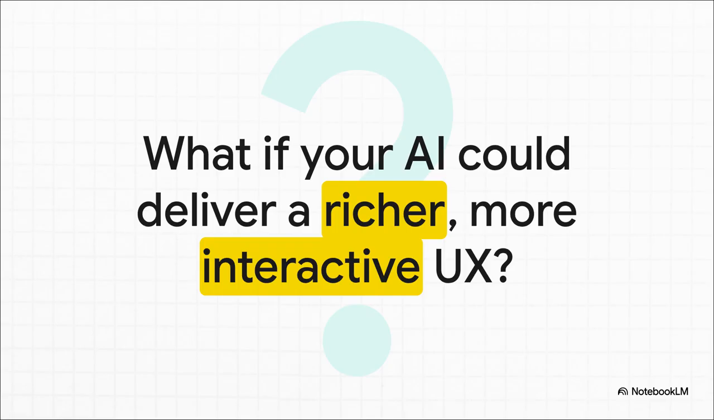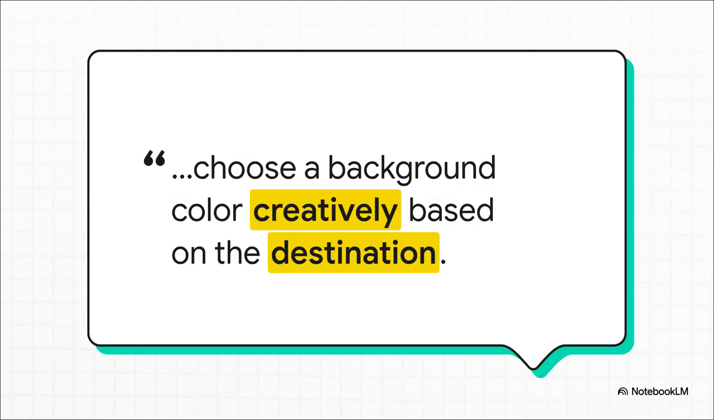But what if we could push beyond that? What if the AI could serve up that exact same information, but in a rich, interactive, and honestly beautiful format, like a custom widget you'd see in a sleek, modern app? And the solution is kind of mind-blowing in its simplicity. You just add one more instruction to the prompt. You tell it to use a pre-made widget for the output and, get this, to choose a background color creatively based on the destination. We're literally telling the AI to be creative.